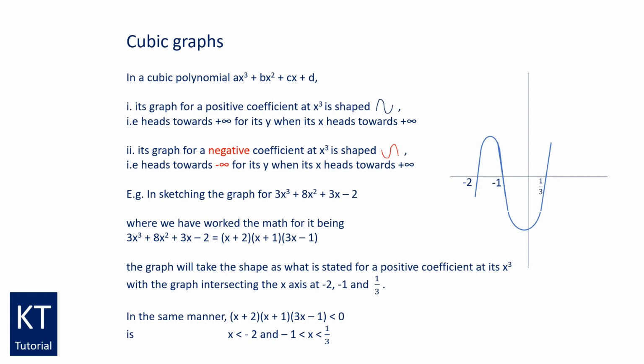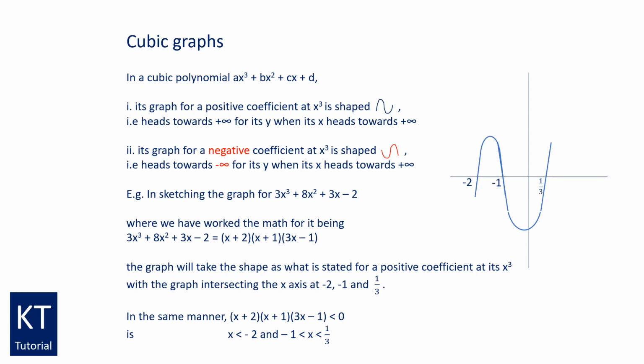Here is an example of how we could go about sketching the graph for 3x cubed plus 8x squared plus 3x minus 2. We have in the past worked the maths for the cubic polynomial being equal to the product of x plus 2, x plus 1, and 3x minus 1. With all this, and knowing that the graph will take the shape as stated for a positive coefficient at its x cubed, the graph would therefore be one that will be intersecting the x-axis at the values of minus 2, minus 1, and a third.